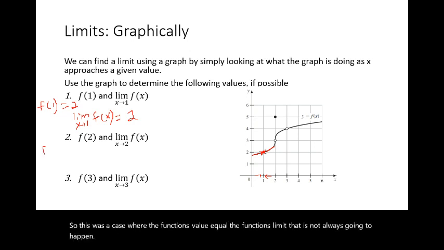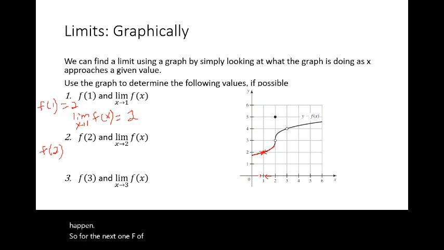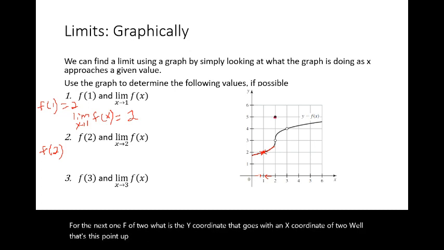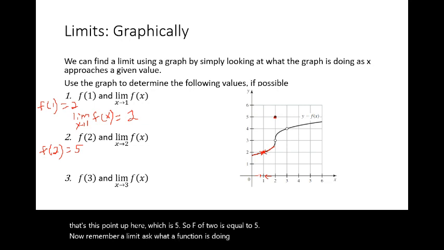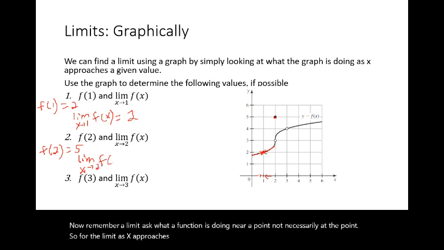So for the next one, f of 2, what is the y-coordinate that goes with an x-coordinate of 2? Well, that's this point up here, which is 5. So f of 2 is equal to 5. Now remember, a limit asks what a function is doing near a point, not necessarily at the point. So for the limit as x approaches 2 of f of x, what this is saying is what are the y-coordinates approaching as x gets closer and closer to 2?